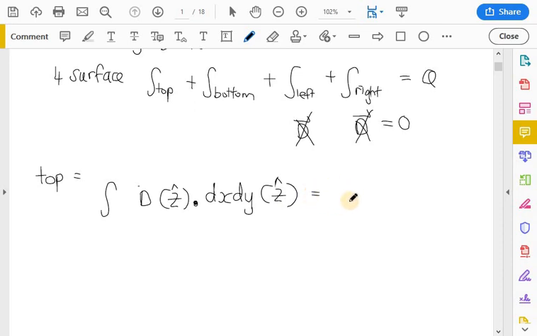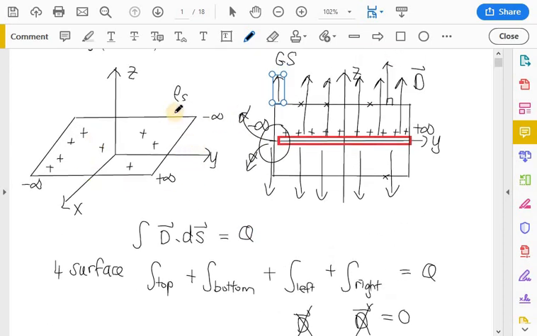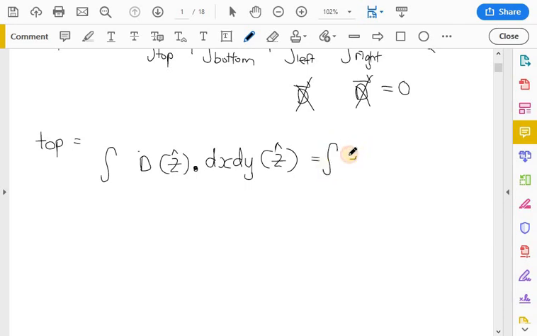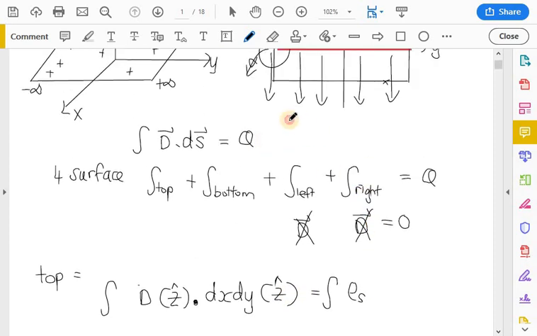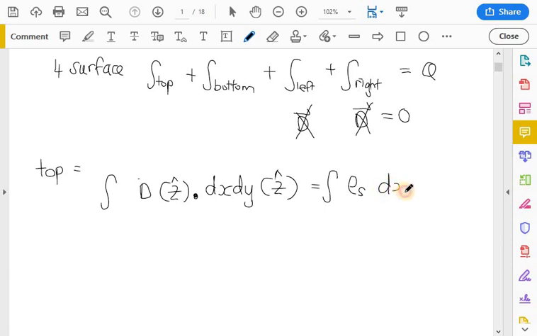On the right hand side, initially we have Q, right? But for this surface, they didn't give you the Q. They give you the rho S, surface charge density. So it means that if you want to get the Q, you have to integrate the surface charge density with ds, right? But this ds doesn't have direction. If you still remember, this ds doesn't have direction. It's like this: rho S ds, no direction. But this one is a quantity that has direction. Different things. So here we'll put ds, then we will use the dx dy.